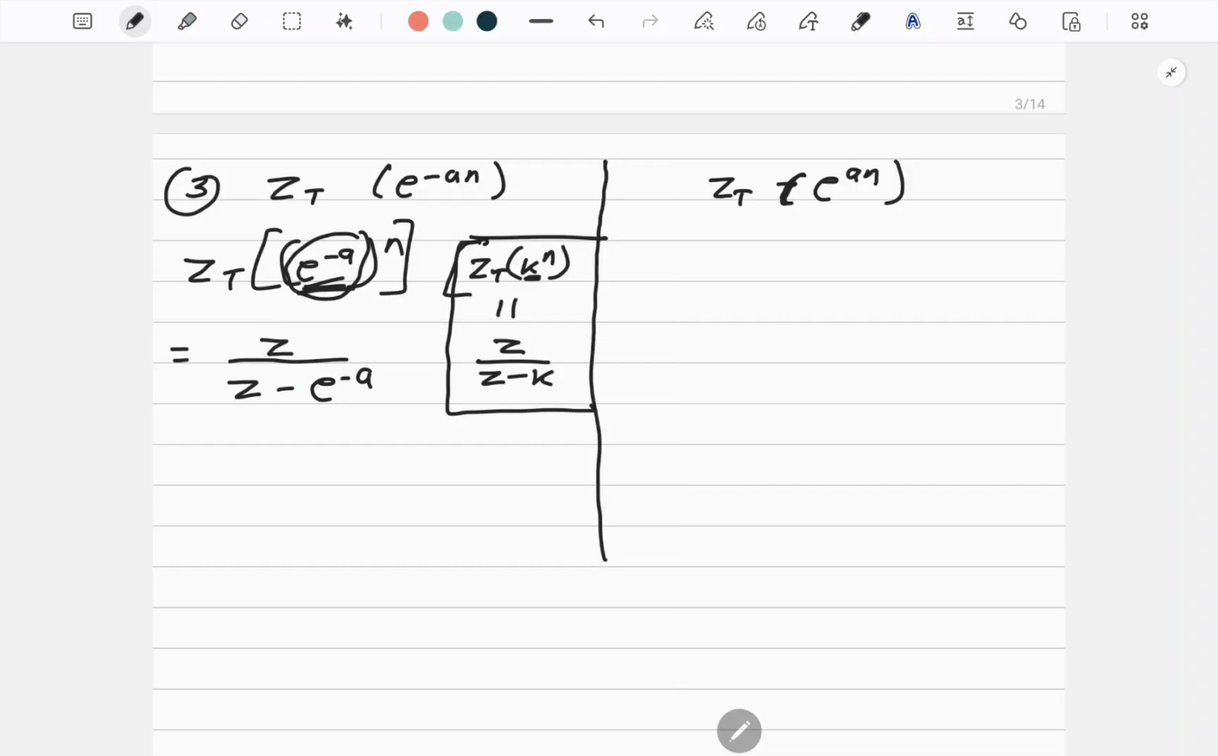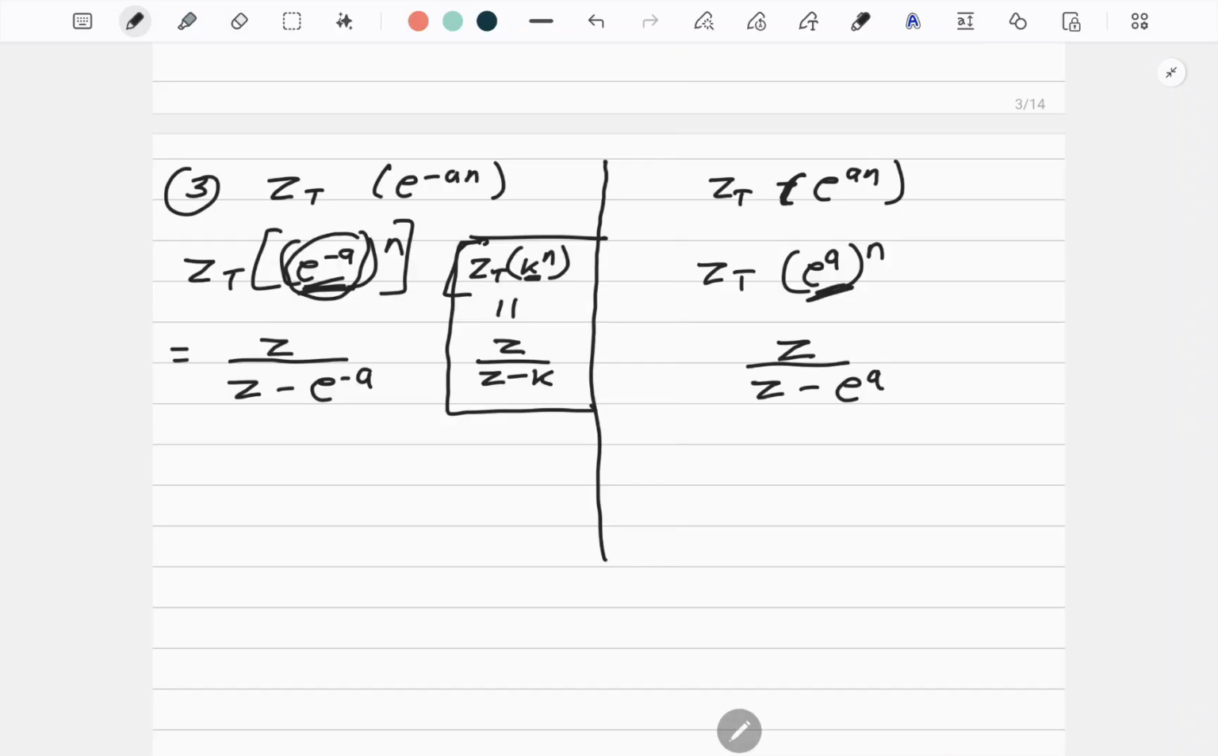And I am done. Same way this side, I can write z transform of e to the power a outside n. So now k value is this. So what will be the answer? z upon z minus k, and k is e to the power a. I am done. Simple. So these examples are very simple. You only have to remember a few basic formulas. The most basic standard formulas are: z transform of 1 is z upon z minus 1. Then z transform of k to the power n, which is very important, is z upon z minus k.